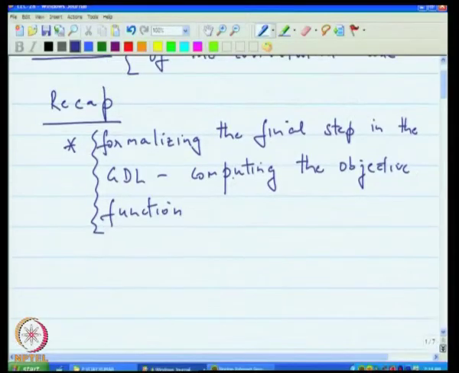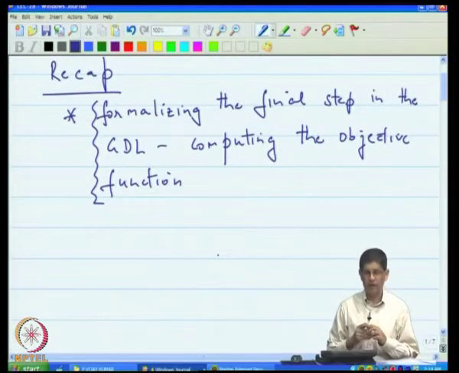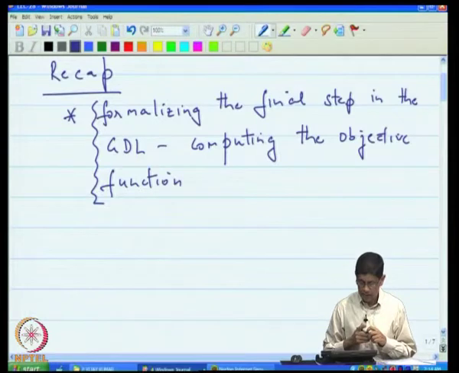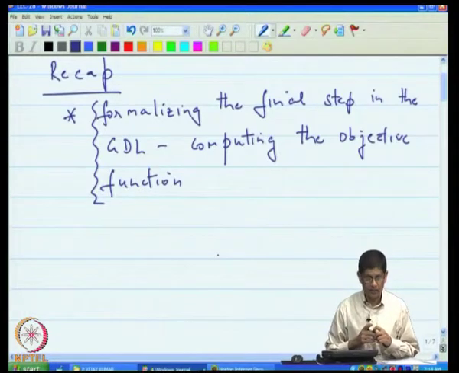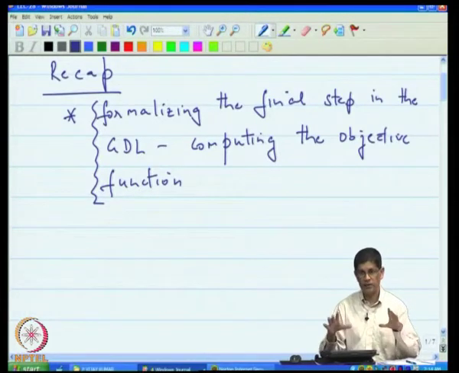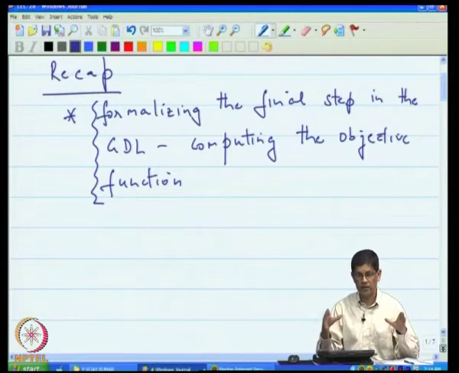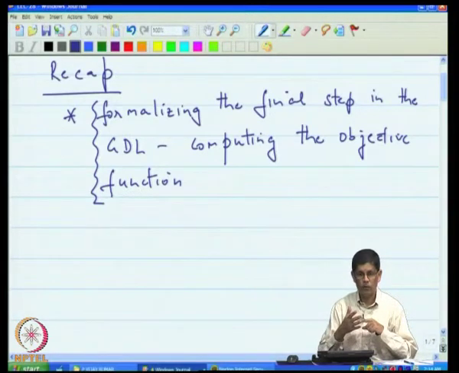So, the first thing we did last time was to formalize the final step in implementing the GDL. Remember that the steps were that you first identify what the local domains and kernels are, and then you attempt to organize the local domains into a junction tree, and assuming that that has happened, then you pass messages along the junction tree. Now, in the single vertex case, you orient all the edges towards the node whose objective function you want to compute, and then you pass messages.